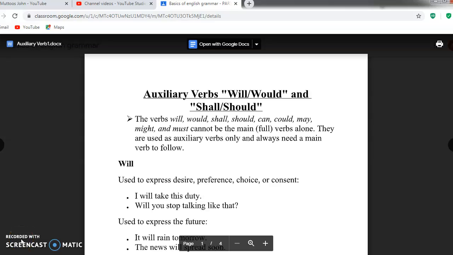Hello all. Continuation of the auxiliary verbs will, would and shall or should.